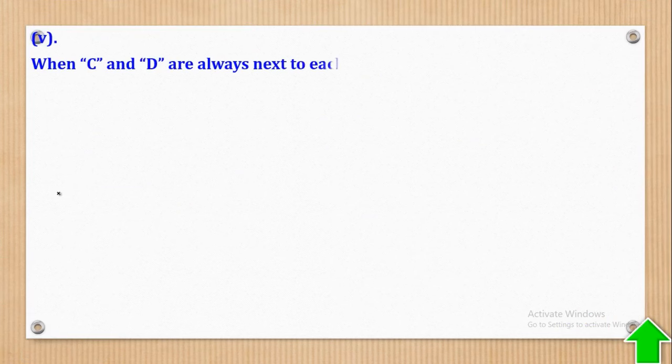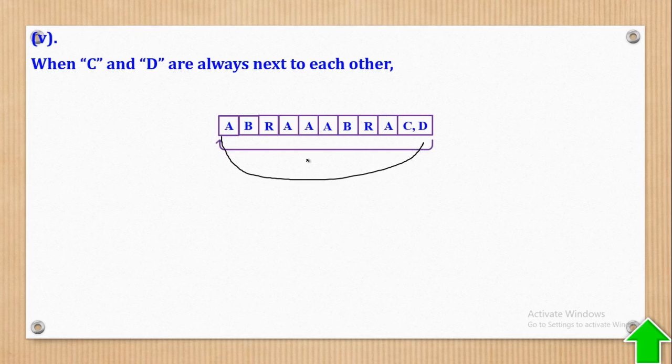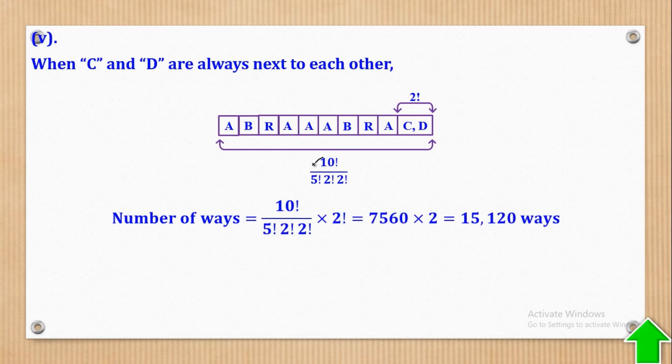Then Roman 5 is when C and D are always next to each other. So there we need an illustration. So we shall group the C and D, then it means that from here up to here, the number of ways will be 10 factorial over 5 factorial, 2 factorial, 2 factorial, and here it will be 2 factorial because these ones can also be rearranged. Therefore, when I apply this with this, I'll come up with this as the required number of ways.